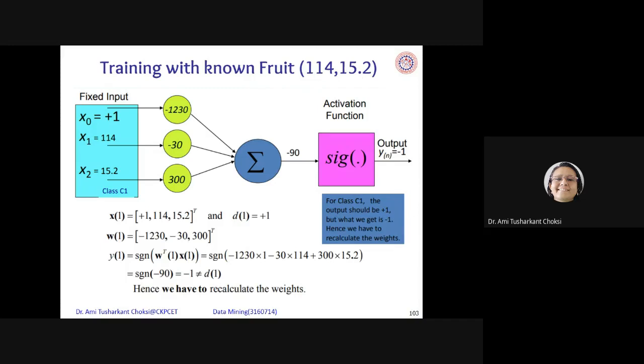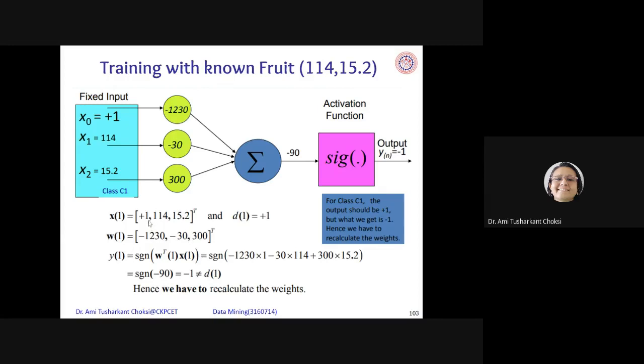114.15.2. Okay. So now we need to apply this in the figure. Draw the same thing: X0, X1, X2, and the weights negative 1230, negative 30, and 300. Fine. Okay, so proceed.